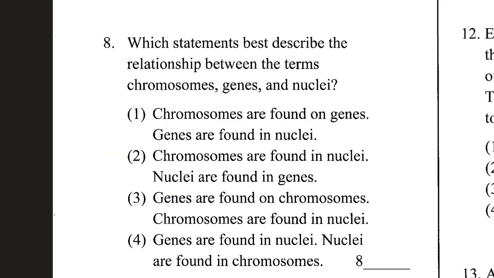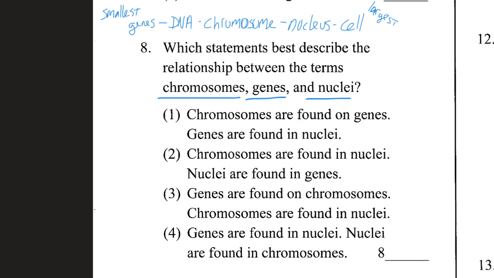Question 8. Which statement best describes the relationship between the terms chromosomes, genes, and nuclei? From here, I want to go back to the overview from the reading, and we see a smallest to largest setup here. So starting with the smallest, we have genes, which are segments of DNA. DNA is stored in major structures called chromosomes. Those chromosomes are found in the nucleus of a cell.